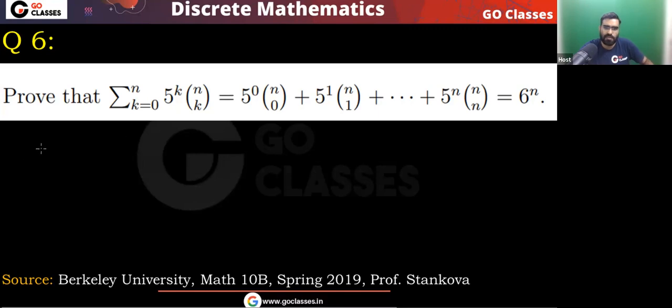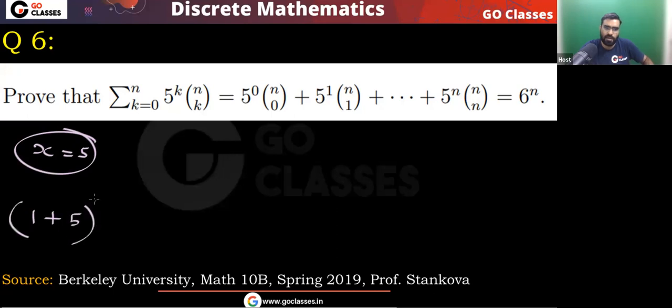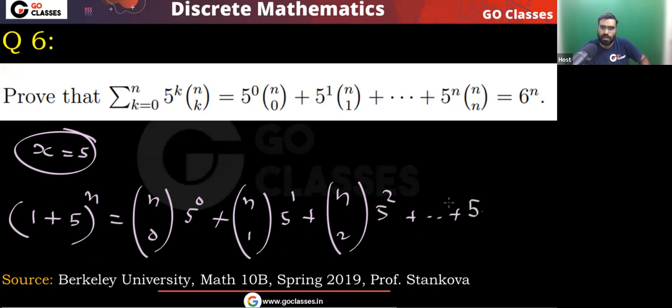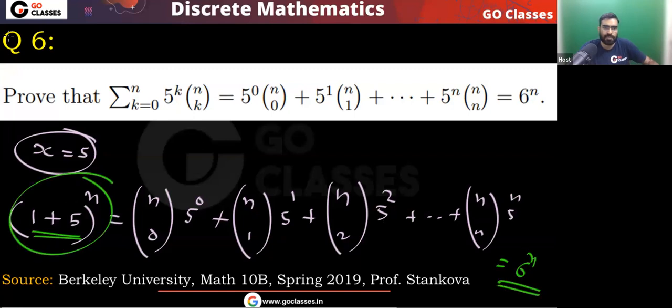Basically here x is equal to 5. So just put x equal to 5. Now you can easily notice 1 plus 5 power n is equal to nC0 5 power 0 plus nC1 5 power 1 plus nC2 5 power 2 and so on, up to nCn 5 power n. So that will be equal to 6 power n. Agree or not?